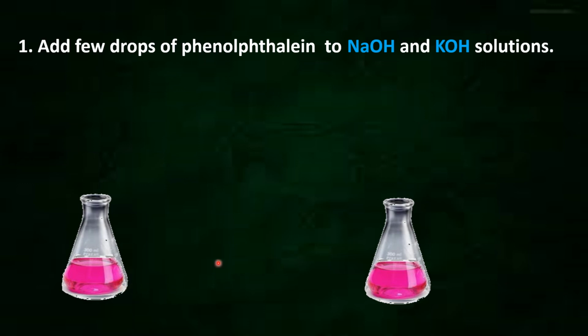color. In the previous solutions, that is HCl, H2SO4, HNO3 and acetic acid, after adding phenolphthalein to those solutions, they remained the same. With methyl orange indicator, they turned red. But here, sodium hydroxide and potassium hydroxide with phenolphthalein indicator have changed to pink color. Right? So now we'll see the other solutions. Okay?